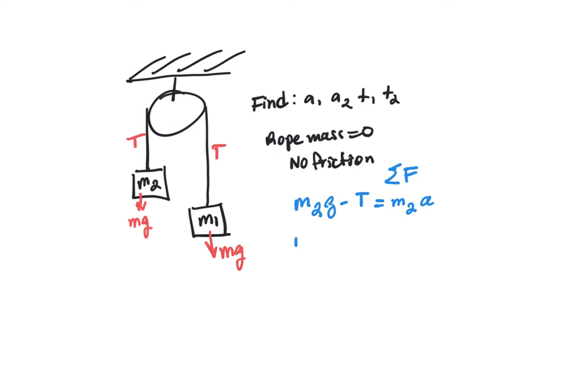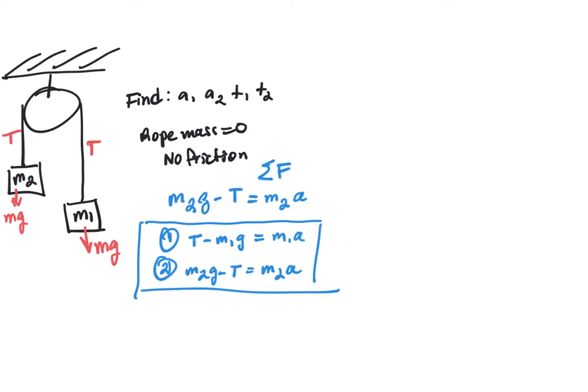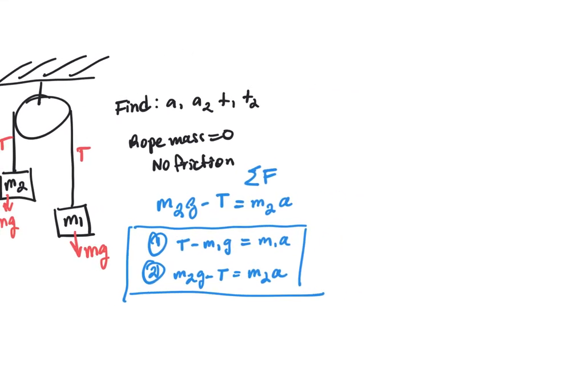Then to get our equations, for the first block it's gonna be T minus m1g equals m1a, and for block 2 it will be m2g minus T equals m2a. So these are the equations that we're going to be using to solve the problem. Let's move to the side.